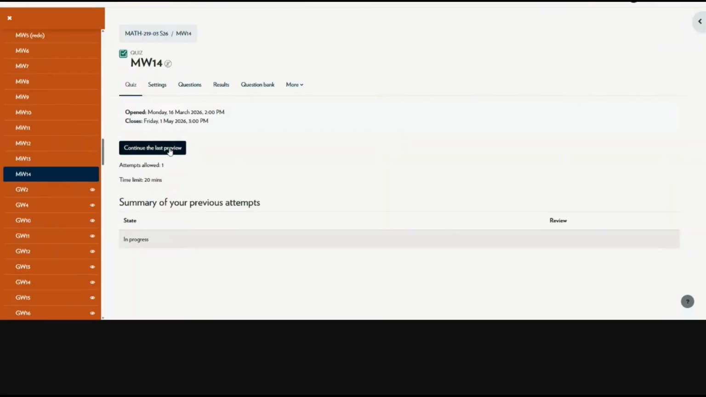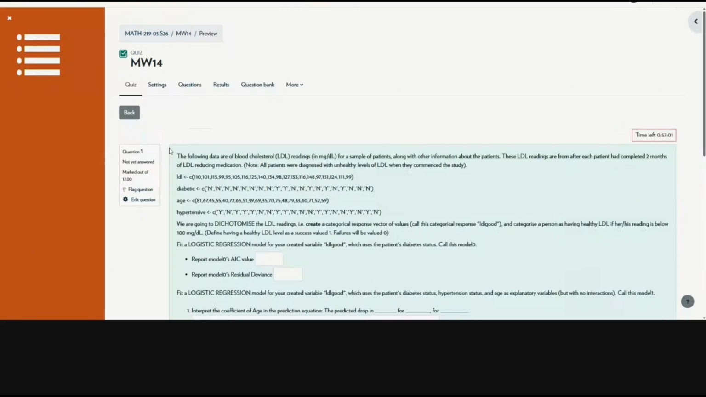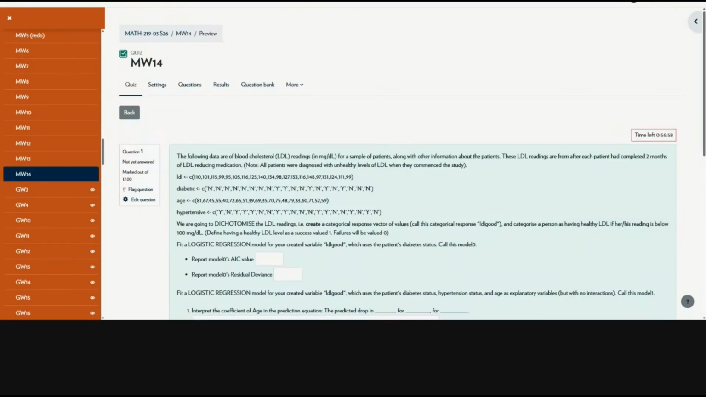Now you will find that, if you look at the exercise, that's the usual vectors of the figure. But one thing you need to know is I do ask you to dichotomize the reading. Now, what do I mean by dichotomize? If you look at LDL, these are quantitative. You need to make a vector called LDL good. That's the only other thing you need to work on.